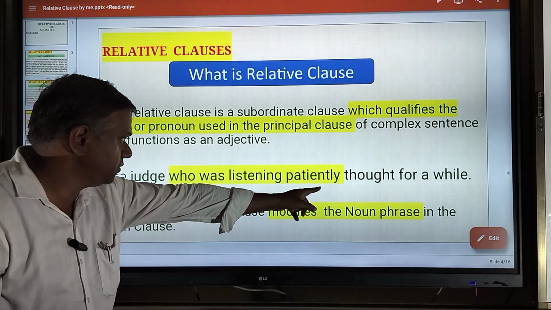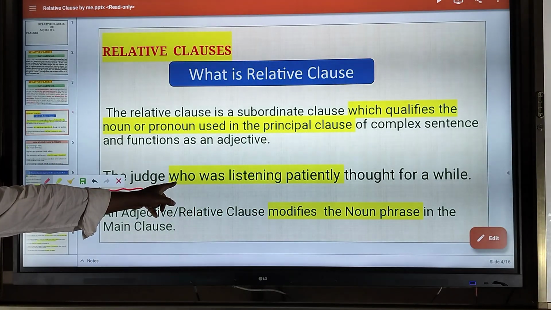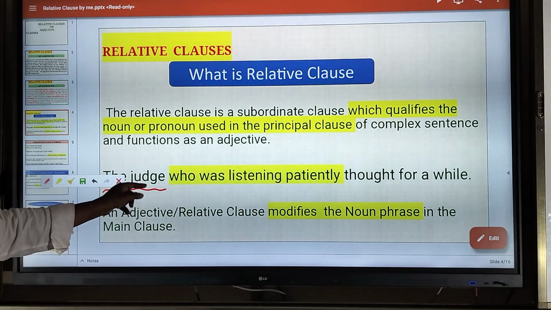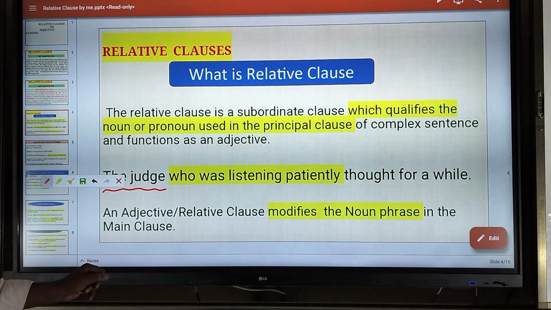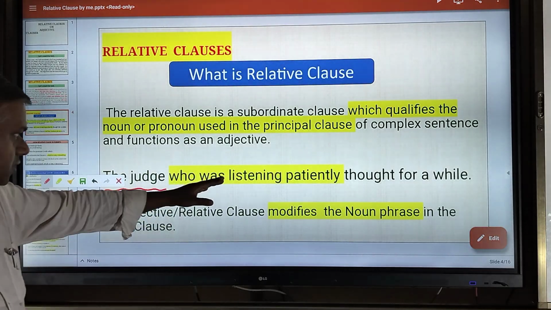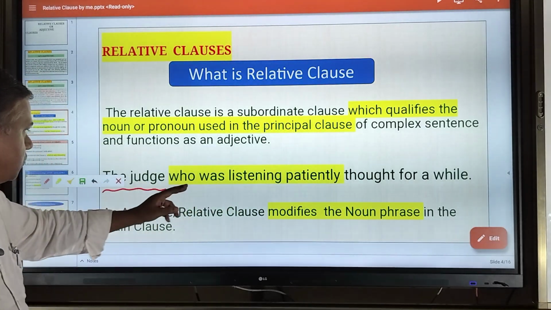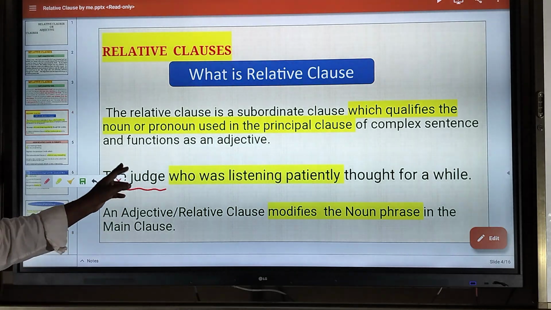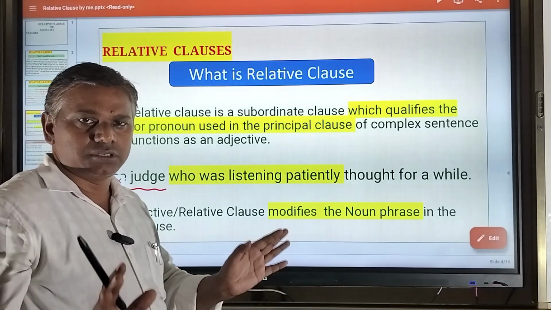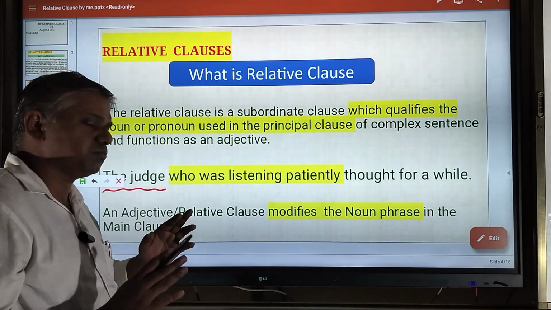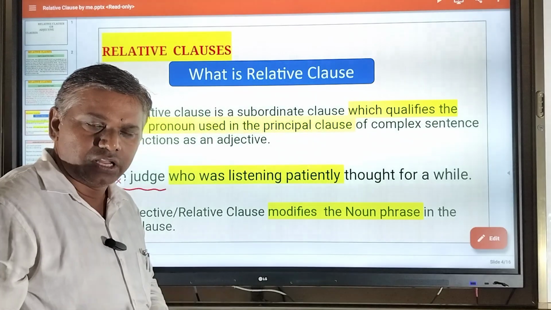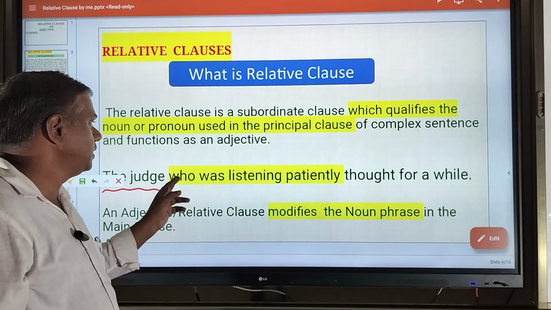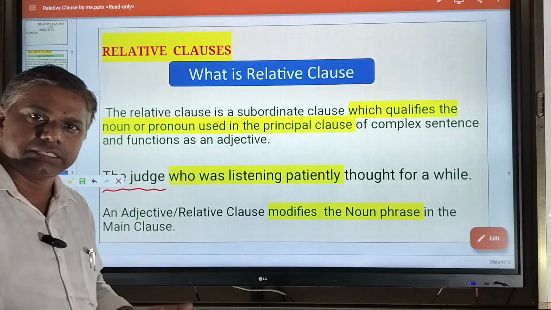And this subordinate clause beginning with who, the relative pronoun who, modifies the noun phrase. What? The judge. The judge is the subject. And this clause is the subordinate clause modifying the noun phrase. Getting? So it is called the relative clause. Understood now? The clause which modifies the noun or pronoun in a sentence, or you say the noun phrase, is called a relative clause, or we say adjective clause.